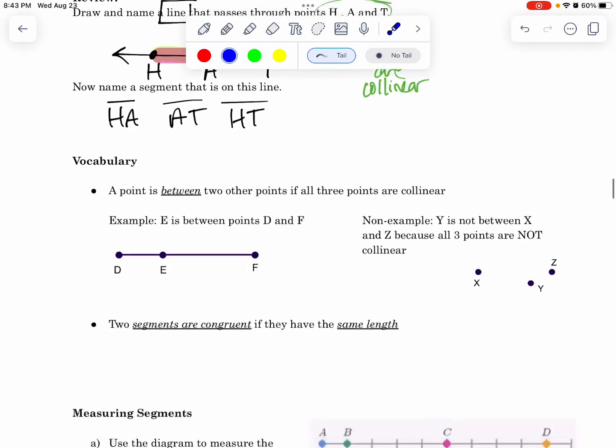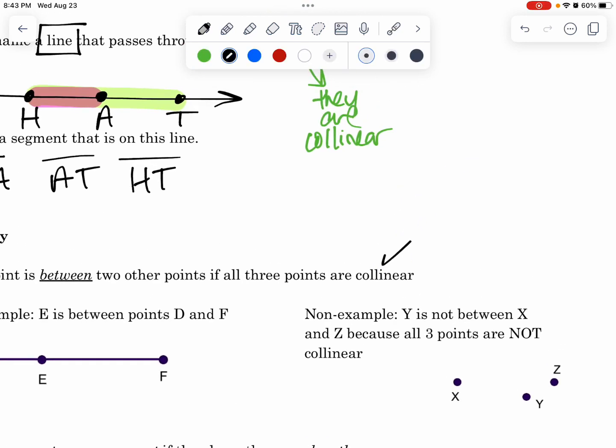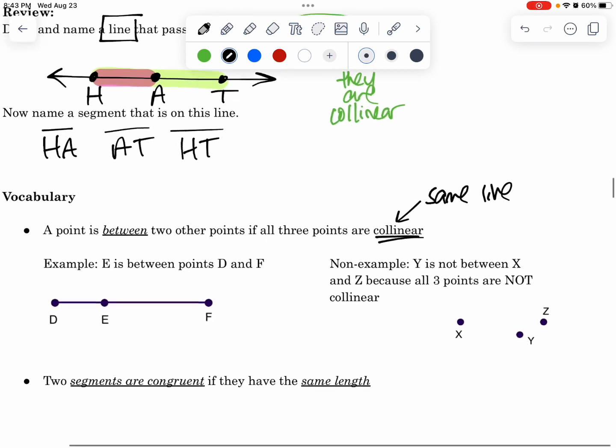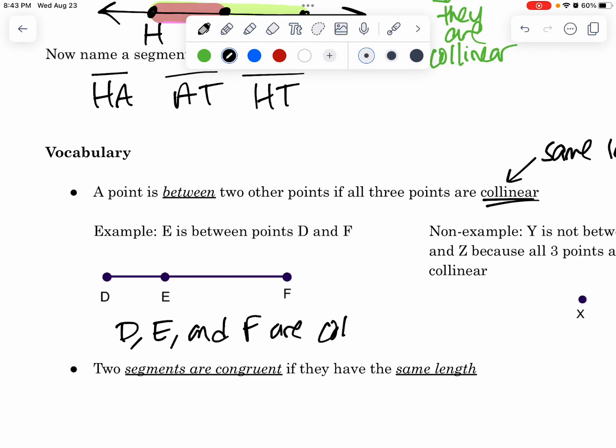All right, cool. A couple different vocab words. A point is between 2 other points if they're all collinear. Okay, so remember collinear means same line. I'm going to write that real quick. Same line. That's what collinear means. Okay, so example, E is between D and F. What this is telling us is that D, E, and F are collinear. You can see that E is between D and F. Therefore, they are all on a straight line, which means they are collinear.